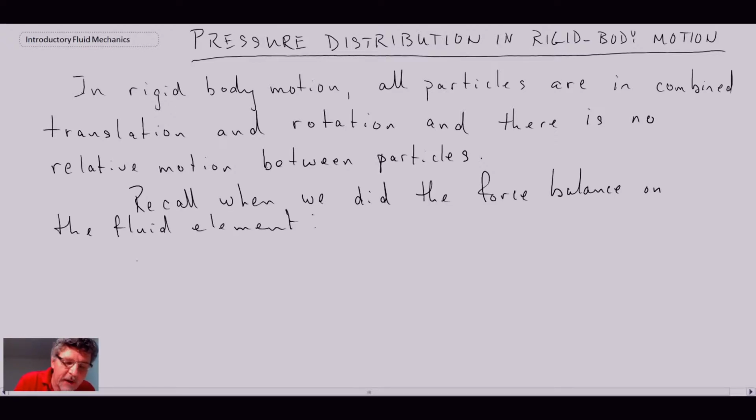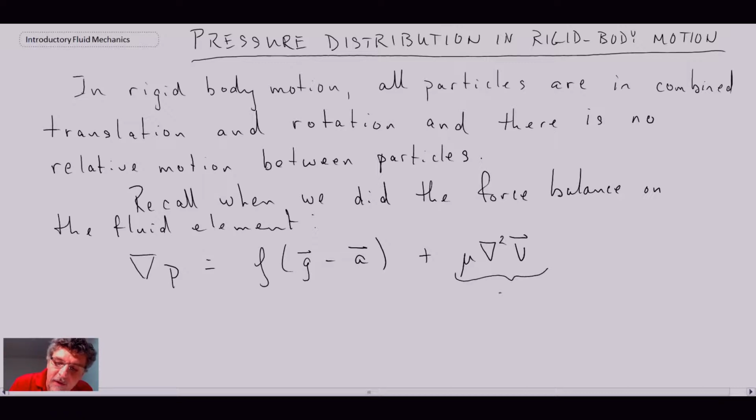So when we performed the hydrostatic balance, we came up with an equation. We had the gradient of pressure on the left, and then on the right, in the most general sense, we also had a term which we said was the viscous shear. So we had the pressure forces, gravity, acceleration, and the viscous shear forces. This here is equal to 0 for rigid body motion, and consequently it goes away. We don't need to worry about it.